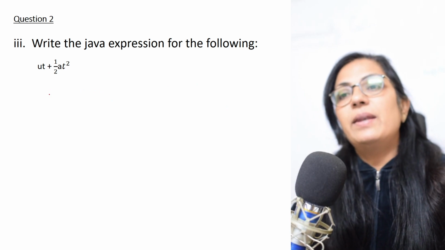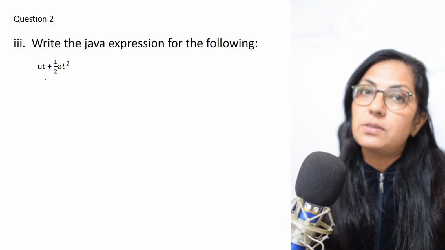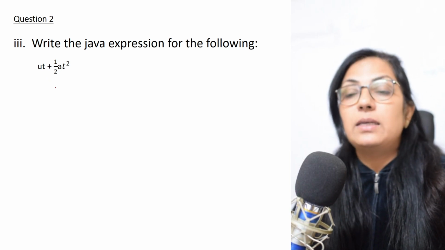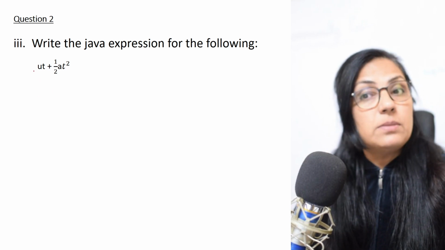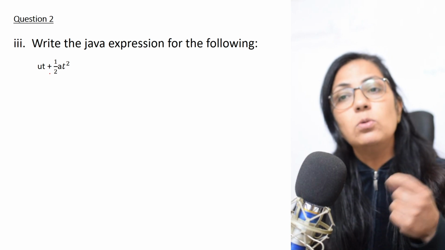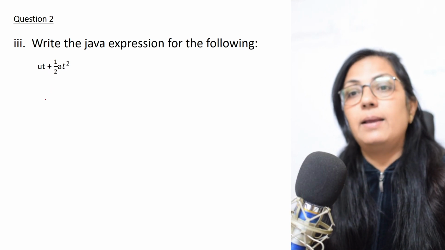The next one, write the Java expression for the following. Children, this question you have done many times in your class 9th as well. But still many of you make mistakes. That is why I have taken this question. Now, the equals to operator is not put in this. Just ignore that. We have to convert this into a Java expression, write it as a Java statement.